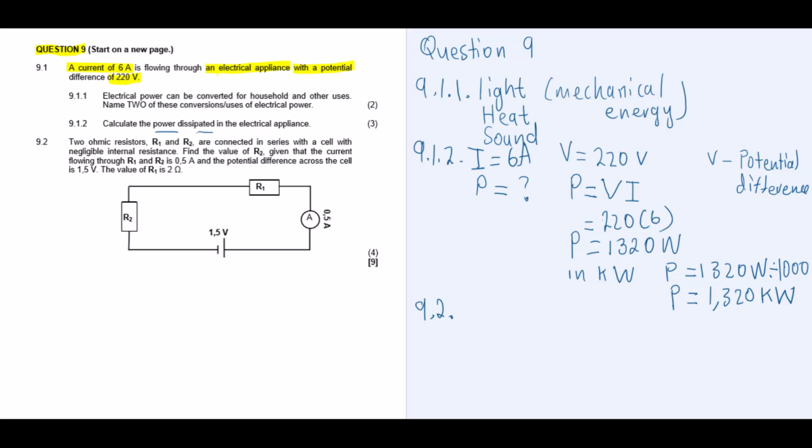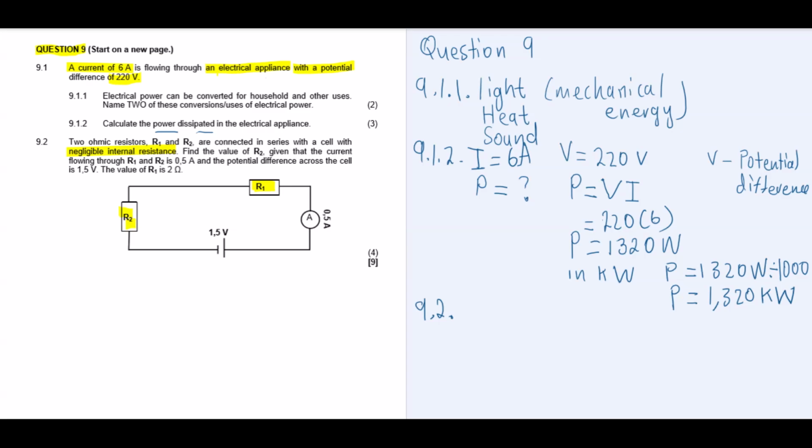2 ohmic resistors, R1 and R2, are connected in series with a cell with negligible internal resistance, right? So here it means that we are going to ignore the internal resistance. So we have R1, resistor 1, and resistor 2 here. They are connected. So we need to find the value of R2, right?